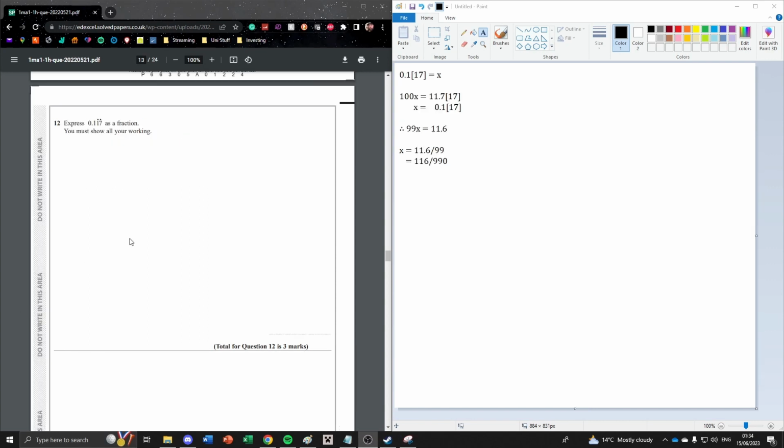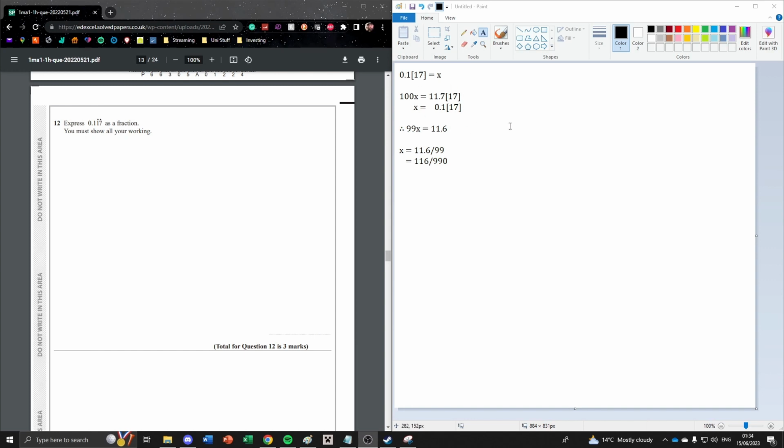Question 12 is looking into the topic of recurring decimals and asks us to express 0.117 recurring as a fraction. So in my working out here, I've used a simple notation where any digits in brackets are recurring, and that's simply due to the limitations of how I'm expressing this. So we have 0.117 recurring is equal to x.